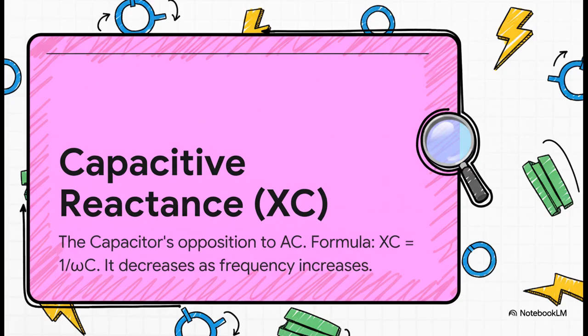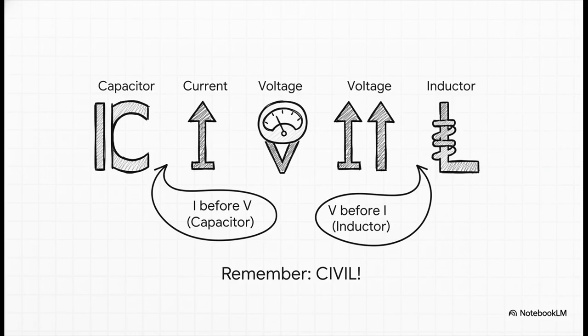But here's the twist. Because she's so energetic, she actually loves fast changes. So the higher the frequency, the less she opposes the current. It's the complete opposite of the inductor. For a capacitor, more frequency means less opposition. It's an inverse relationship. Okay, so we have lagging, leading. It can get confusing, right? Especially in an exam.